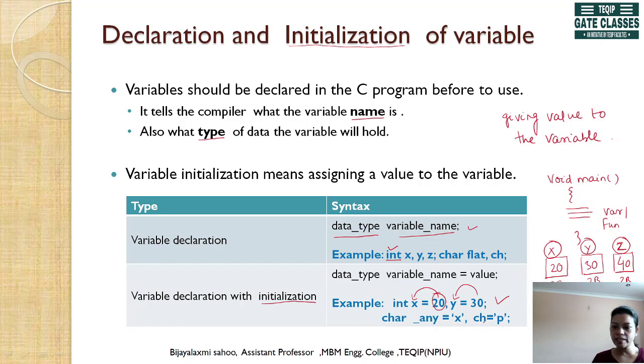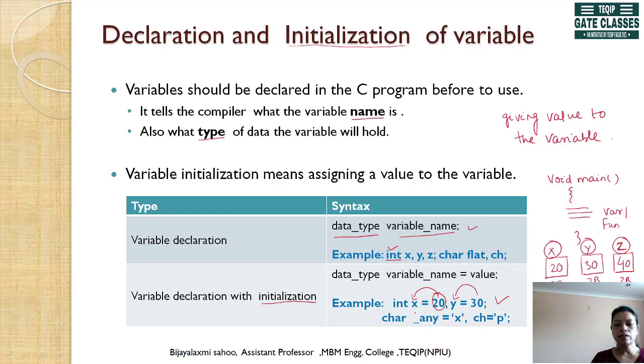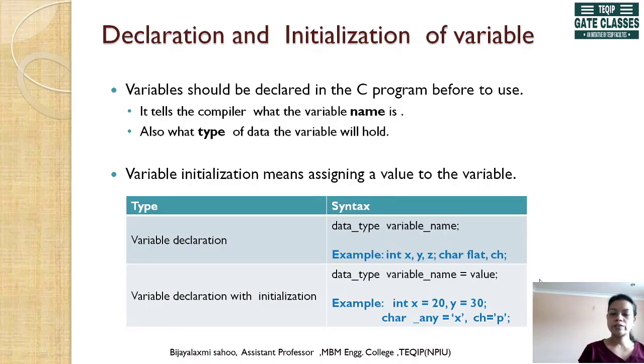If we are assigning ch equal to p, a character is basically written in single quotes. So this character is a variable. The name of your location is ch. Here I am going to store a character that is p. Like this we are initializing as well as declaring a variable. By this we end today's class.